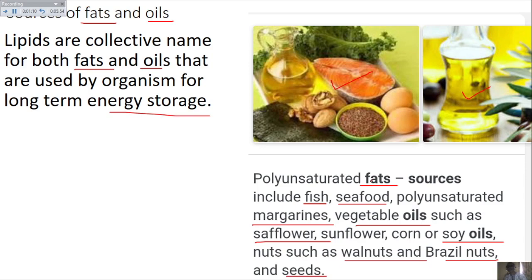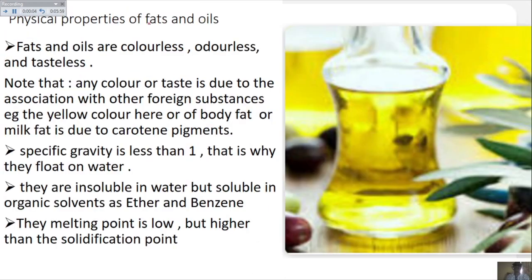Then let's quickly talk about the physical properties of these fats and oil. When you're talking about physical property, we are talking about something we can feel. We can use all our senses to determine. Fats and oils are colourless, odourless, and tasteless. That is the first thing. They are colourless, odourless, and tasteless.